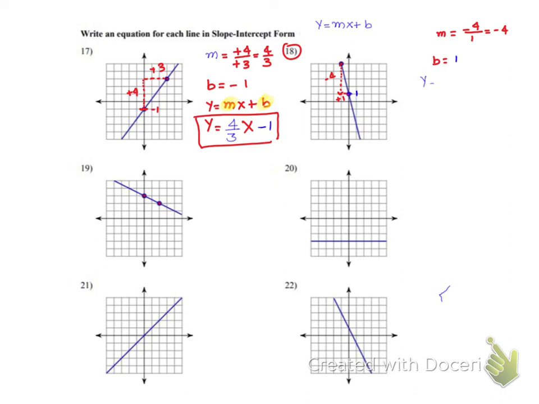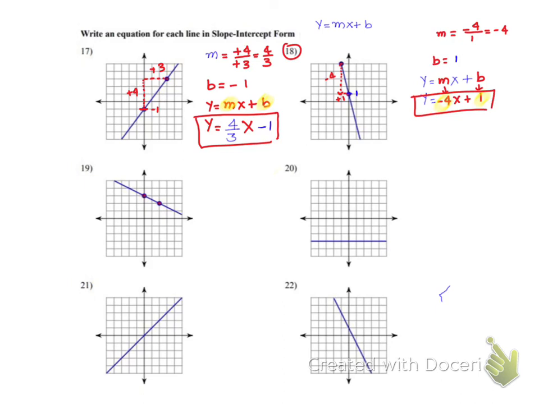My equation is y = mx + b. So this m and b are supposed to be replaced. So y = -4x + 1. I just wrote it in one color. I hope you get it. It's supposed to be replaced. So your equation is like this. That's your final answer. Let's move to another question.